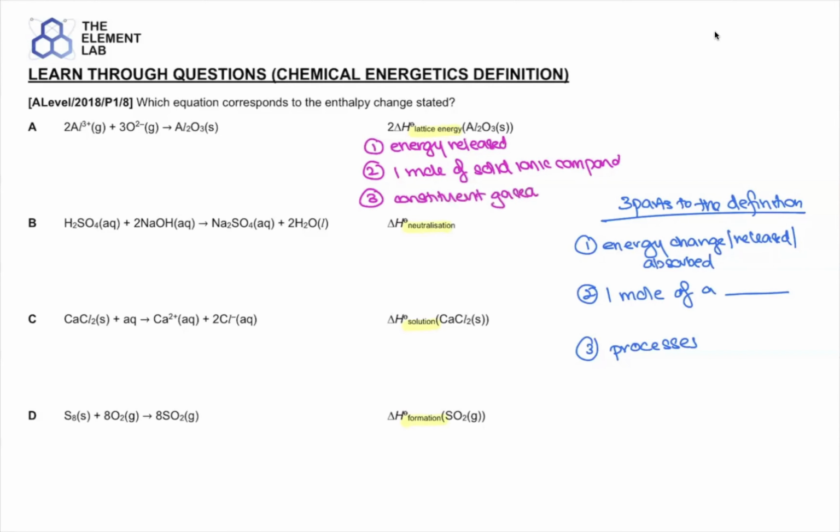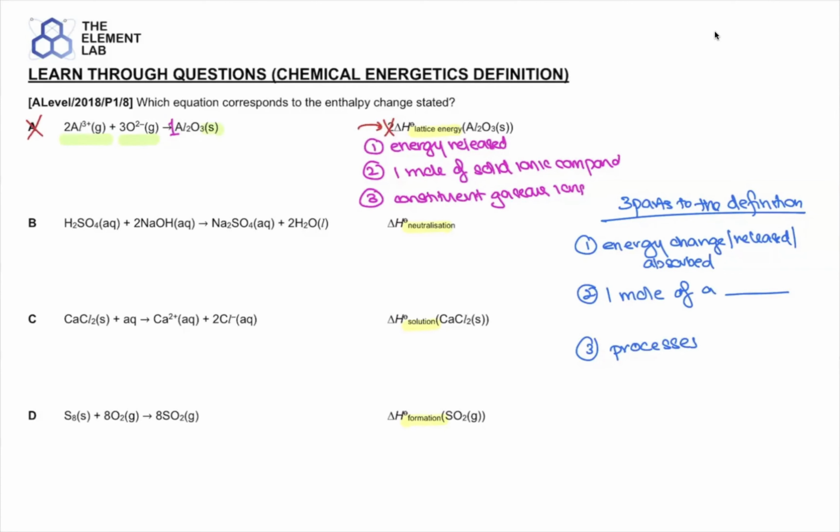Now, if you take a look at the equation in option A, you realize that it indeed forms 1 mole of the aluminium oxide ionic compound, which is in the solid state. And you are forming it from the constituent gaseous ions, and you can see that the mole ratio fits nicely. But the problem with option A is there's a 2 in front, which doesn't make sense because we are not forming 2 moles of aluminium oxide, but only 1 mole. So that's why option A is definitely wrong.